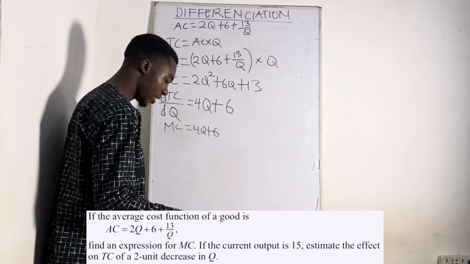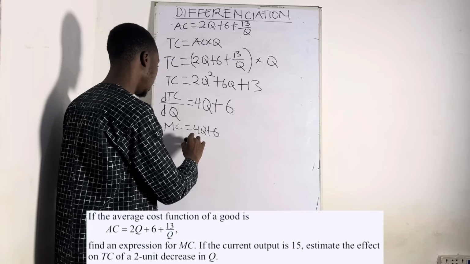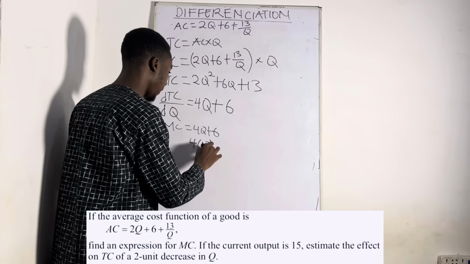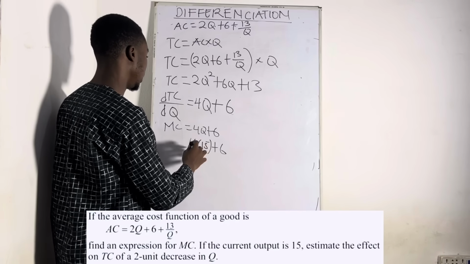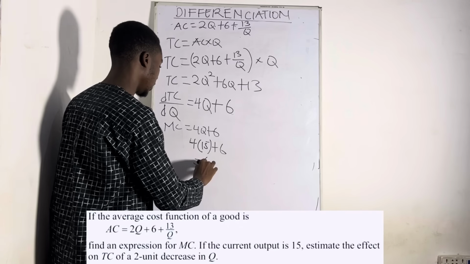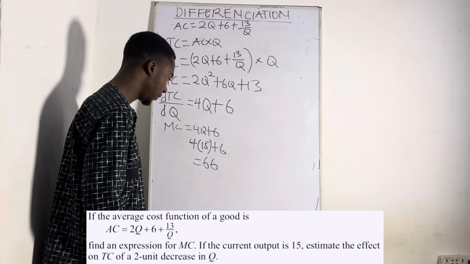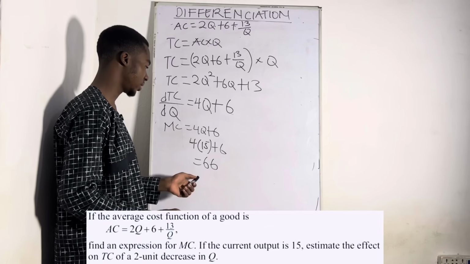So now they say that if the current output is 15, we just put 15 into this equation and see what we are getting. So 4 into brackets 15 plus 6. So 4 times 15 is 60. 60 plus 6 is 66. So we are getting 66. So what that means is that if the current output is 15, our marginal cost is now 66. You get it? Our marginal cost is now 66.